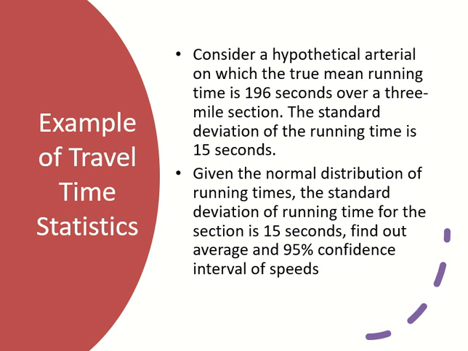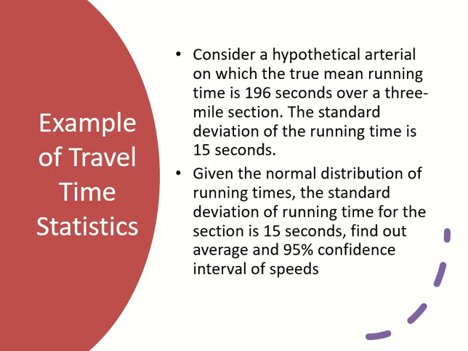Okay, so let's say you have an arterial which has a true mean running time of 196 seconds for a 3-mile section. The standard deviation of running time is 15 seconds. Let us assume that this travel time follows normal distribution, the one which we used for spot speed as well, because time and speed are interrelated. So let us say that the travel time also follows normal distribution. Now what are they asking for? They are asking for mean running speed and the 95% confidence interval of running speed.